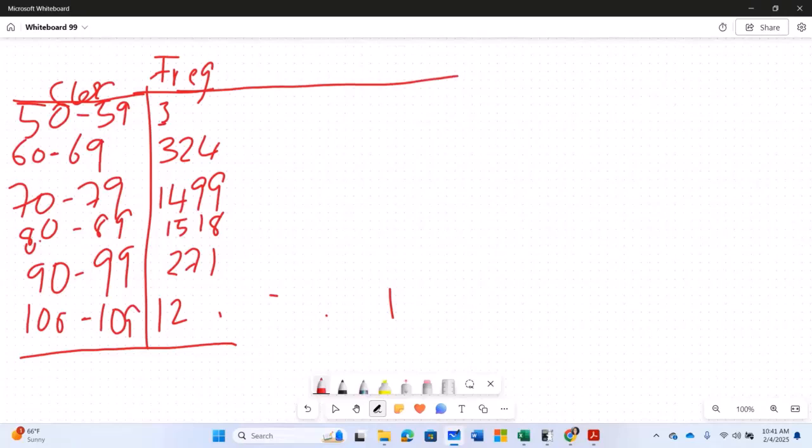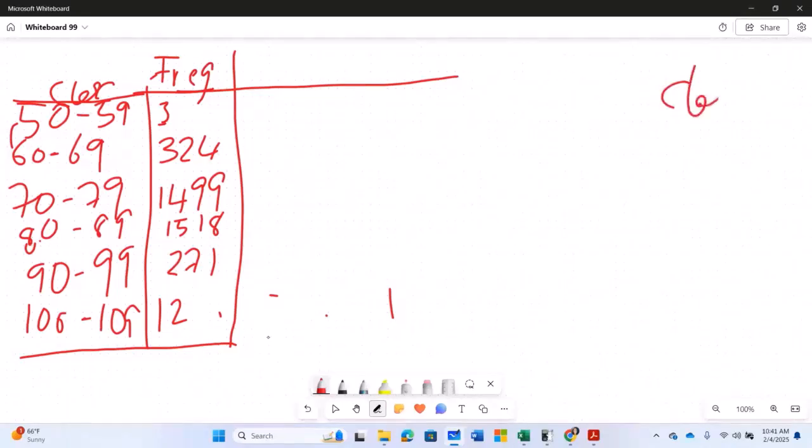There could be so many questions here. They can first of all ask you, what is the class weight or class size? The class weight is the difference between consecutive lower limits. That's 60 minus 50, which is 10. So class weight is equal to 10.